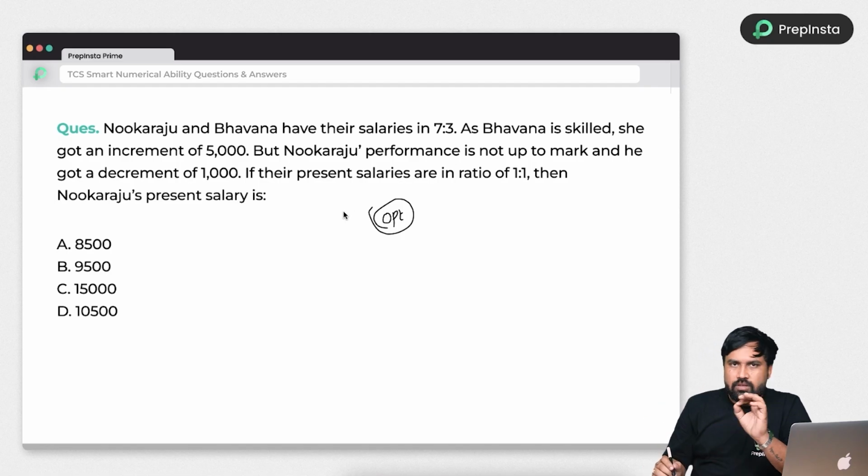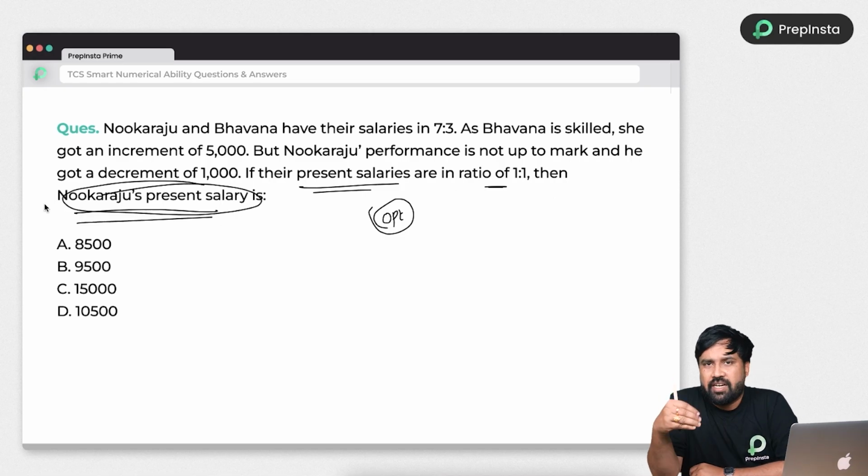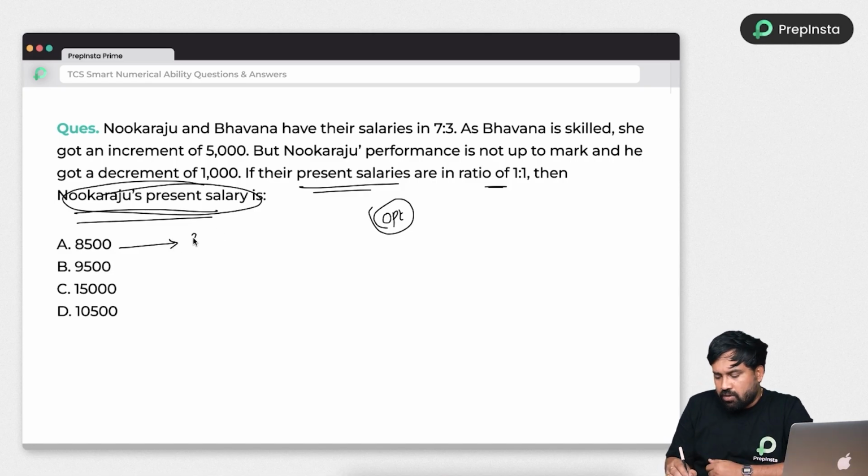What we need to calculate, if their present salaries are 1 is to 1, then Nokraj's present salary I need to find, right? So all these are Nokraj's present salaries. Then what will be the previous salaries? Logical approach, right? So what will be the previous salaries? Previous salaries will be 9500. Why? Because we need to add 1000 rupees back.